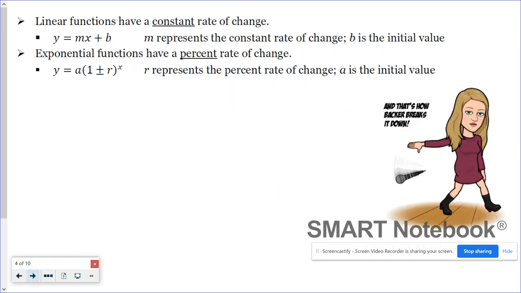So to summarize, linear functions have a constant rate of change. M is representing that constant rate of change. B is the initial value. Exponential functions have a percent rate of change. R is representing that percent rate. A is the initial value.